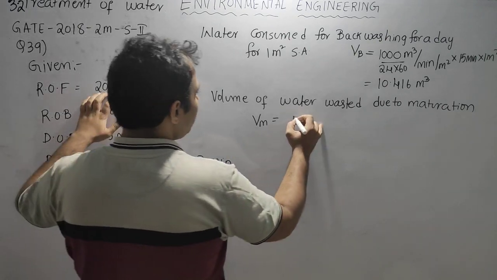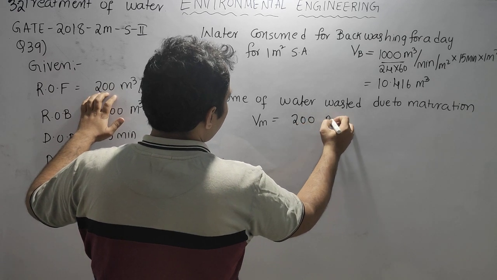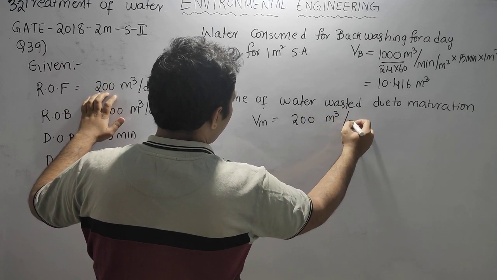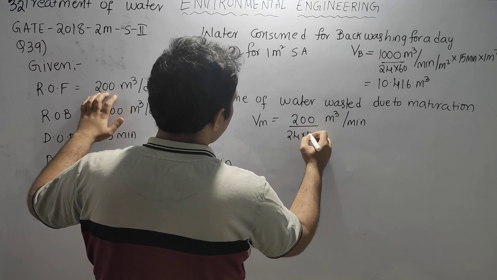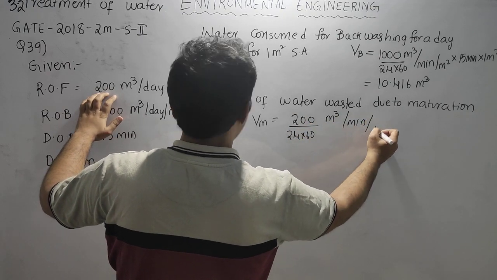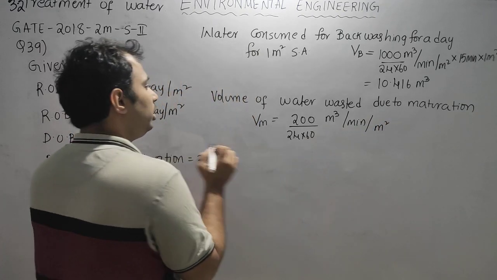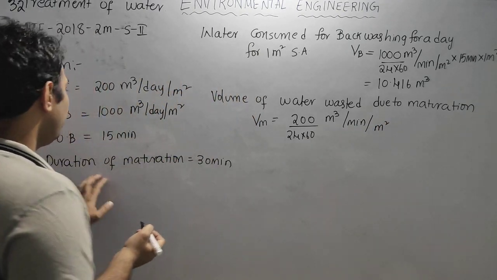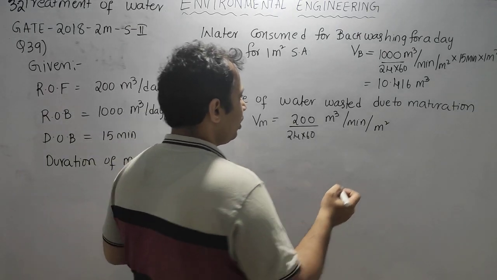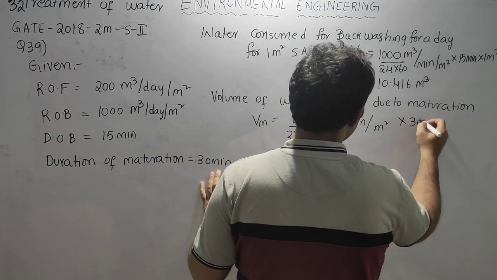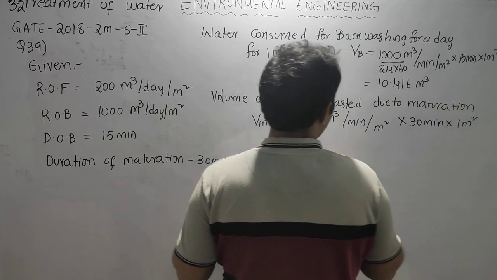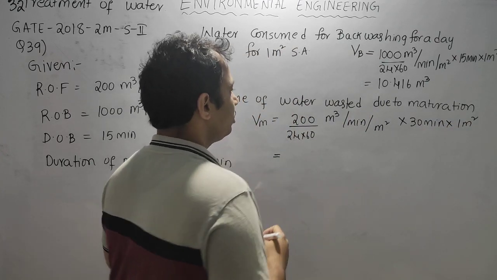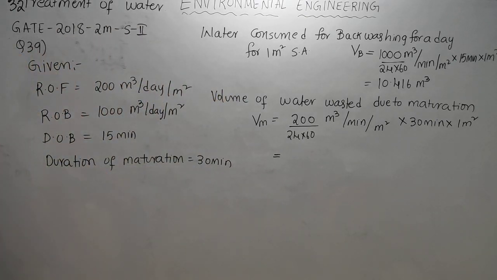So it is 200 meter cube per day, which I convert into minutes by dividing by 24 into 60, per meter square. The duration of maturation is 30 minutes, so multiply it with 30 minutes and with the unit surface area. If you solve this, you will get 4.167 meter cube.